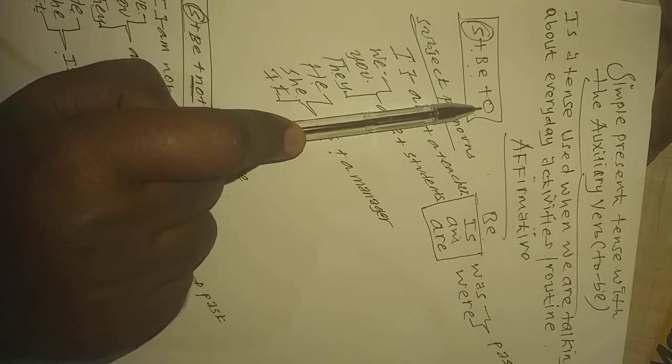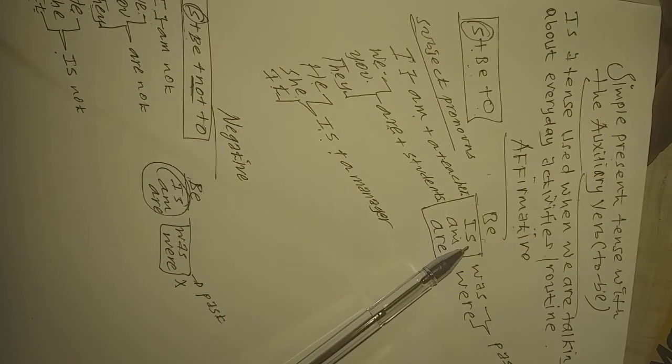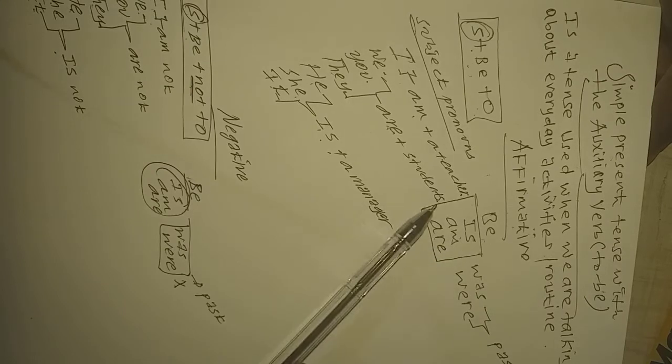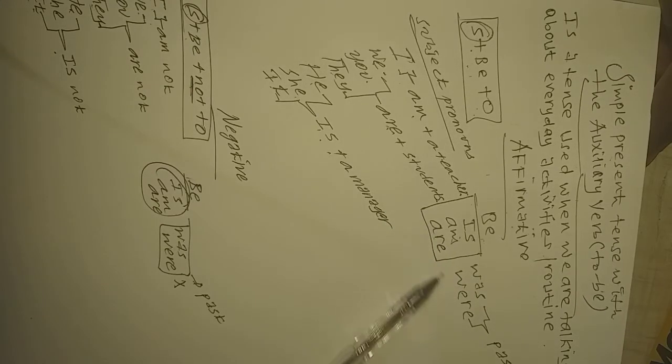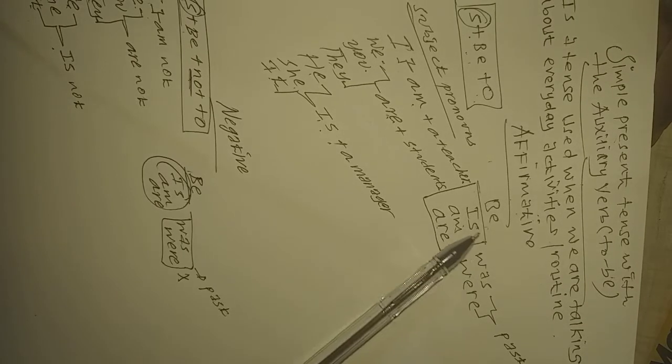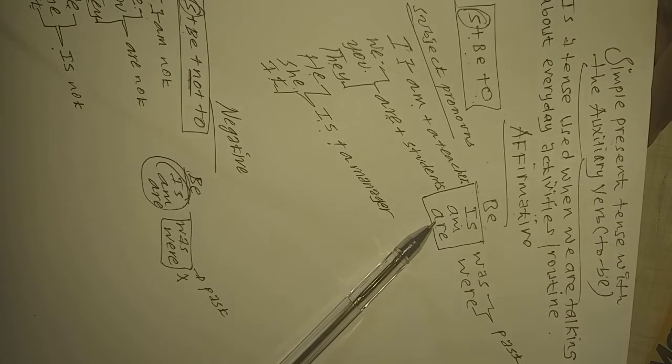What are the verb to be's? The verb to be's are is, are, was, and were. In the case of present form, we will not use these two. Why? Because these two are past. We will use is and are.